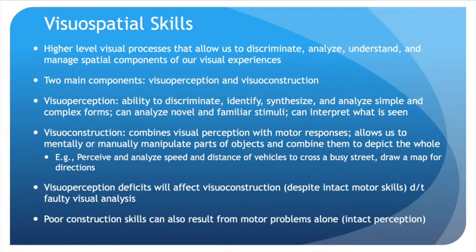For example, perceive and analyze speeds and distances of vehicles to cross a busy street, or drawing a map for directions might be visual construction type tasks. Visual perception deficits will affect visual construction despite intact motor skills due to faulty visual analysis. Also note that poor construction skills can also result from motor problems alone, given intact perception.